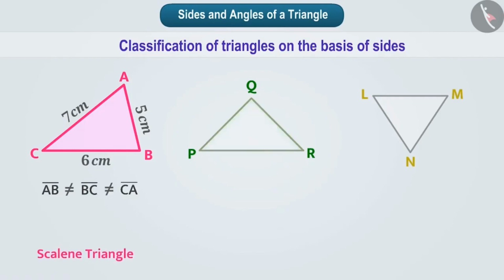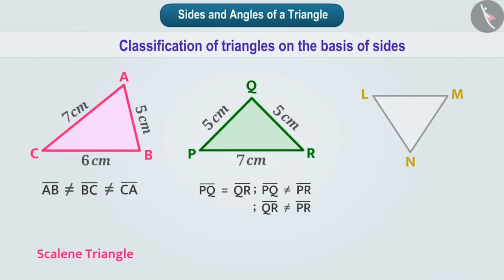Now observe this. Triangle PQR has PQ equal to 5 cm, QR equal to 5 cm, and PR equal to 7 cm. Here PQ is equal to QR. A triangle with only two sides equal is called an isosceles triangle. In a triangle, we can show two equal sides using the same sign in this way.